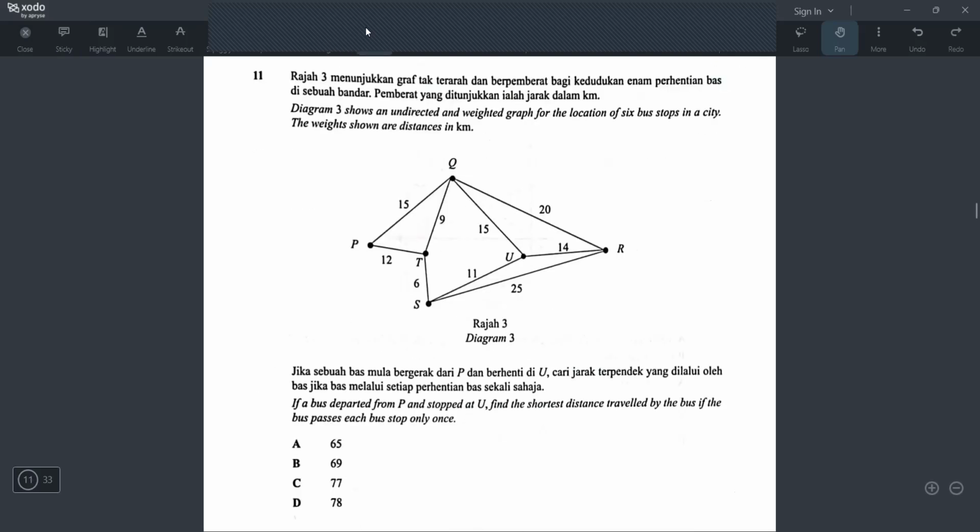Okay, let's continue with number 11. So let's read the question. First of all, diagram 3 shows an undirected, it means no arrow, no direction, and weighted. Weighted means they will label with numbers, all right?